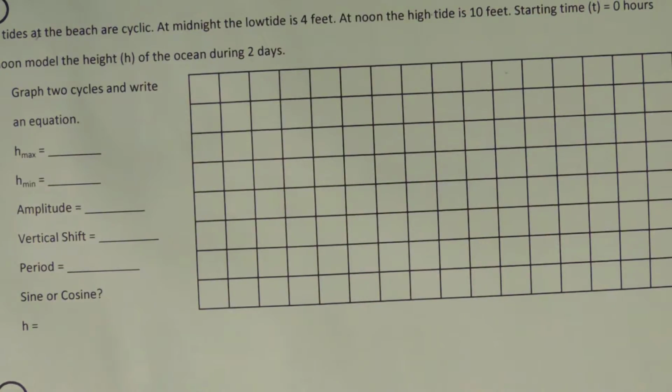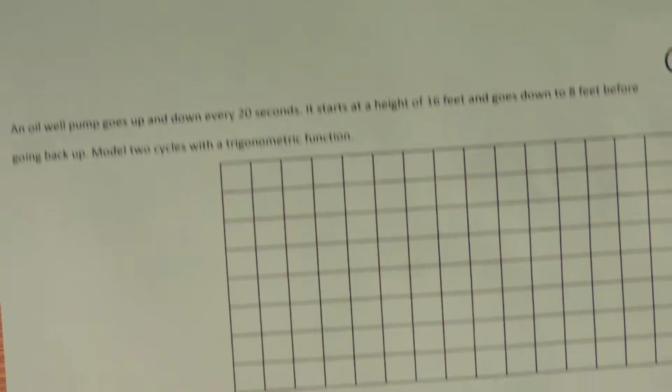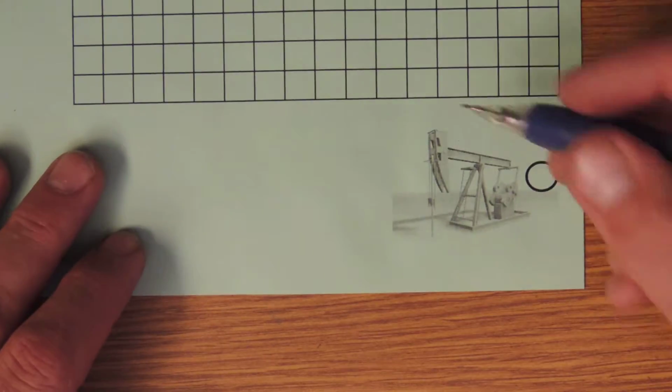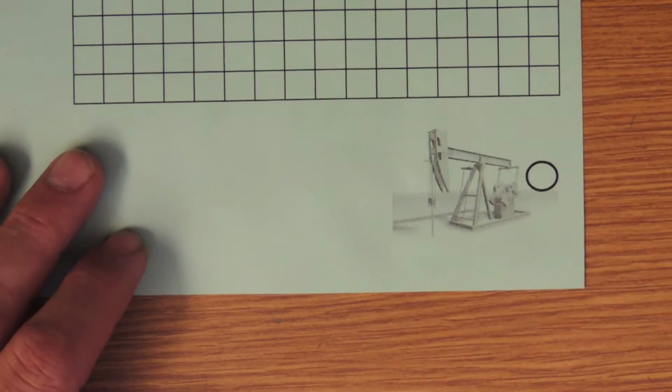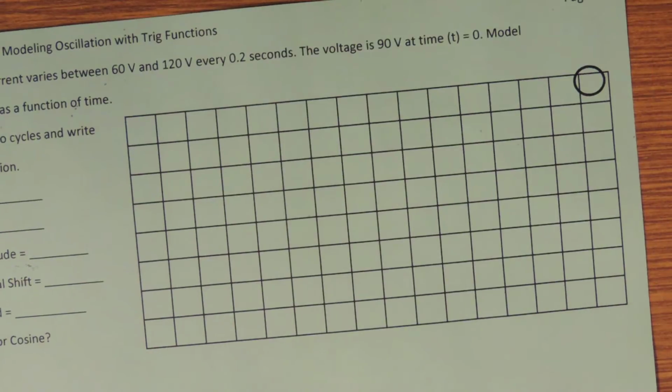Try the other problems. Second problem is a tide problem. On the back, there's a problem about the electric currents and an oil well pump. Oil well pump goes up and down. You have to model that. Let me know if you have questions.